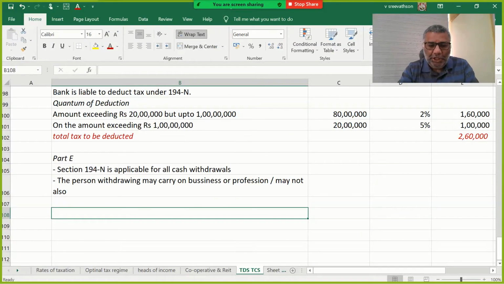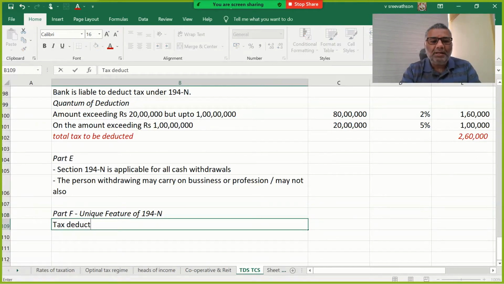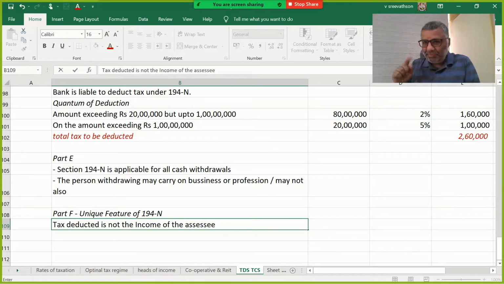Specify the unique feature, part F, unique feature of 194N. Okay, tax deducted is not the income of the assessee. Normally, I pay you some money for professional service. You have offered me some professional service. I have to pay you 1 lakh. I pay 90,000 and pay 10,000 as TDS to the government.